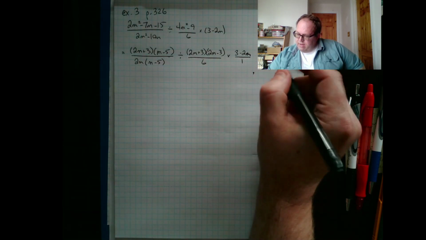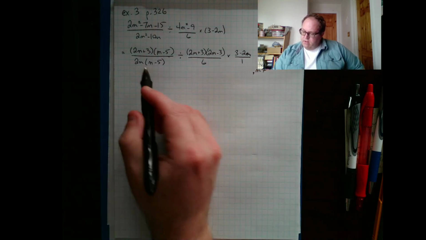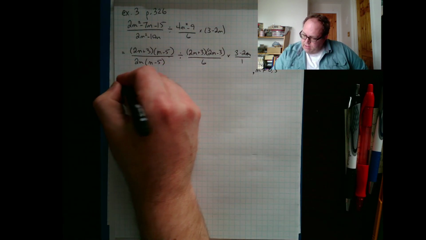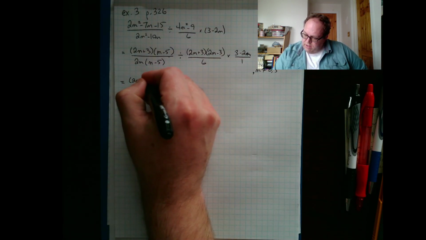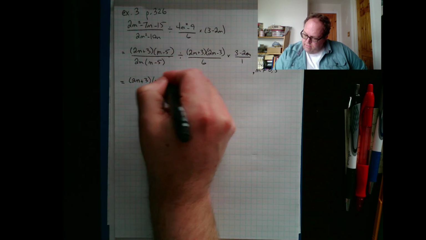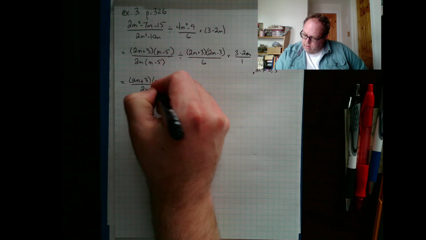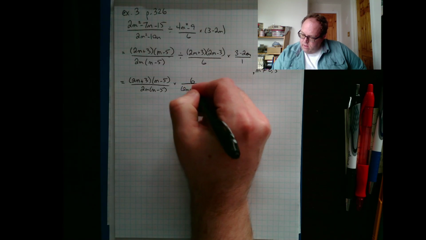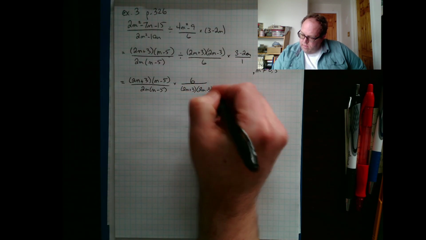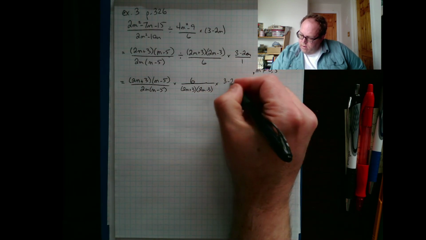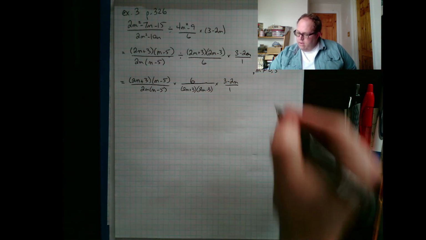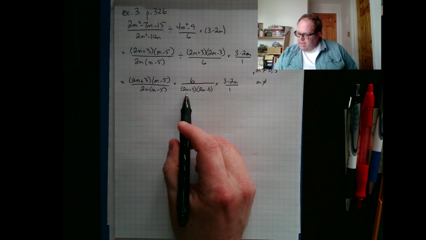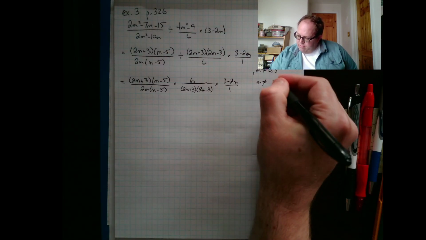So immediately, I've got non-permissible values of 0 and 5. And then I'm going to change any division to multiplication of the reciprocal. That's going to lead me to a couple more non-permissible values. m can't equal negative 3 halves or positive 3 halves.